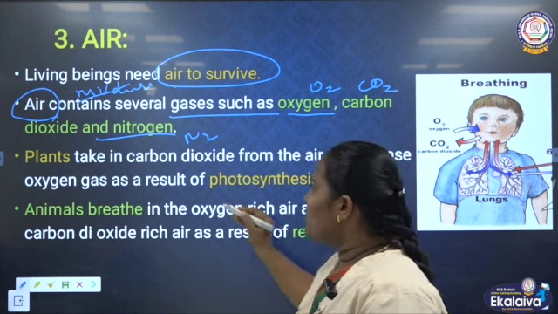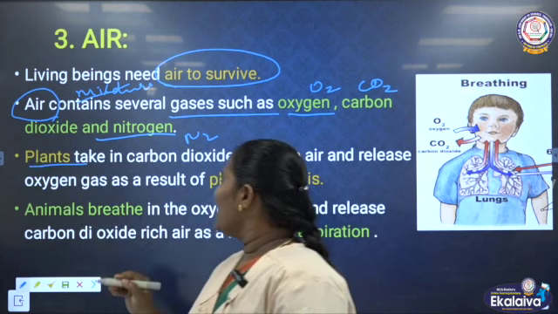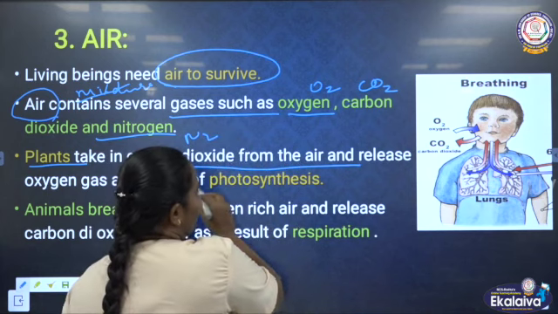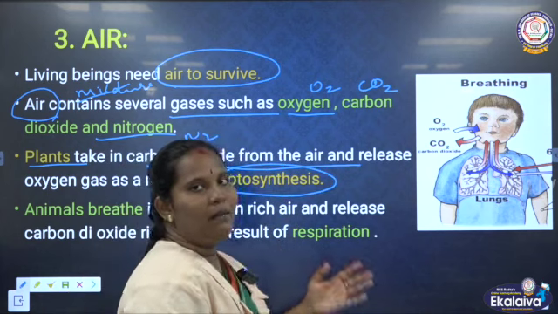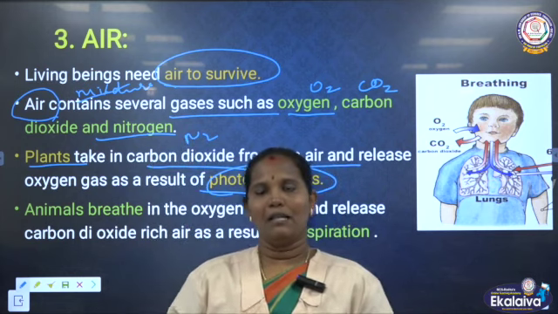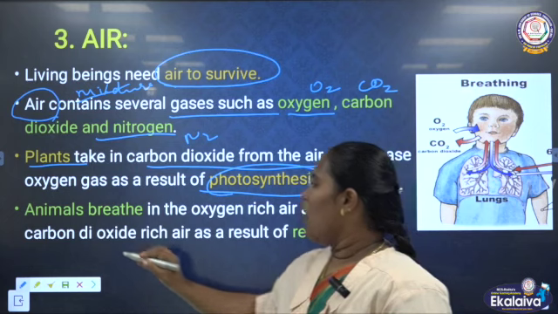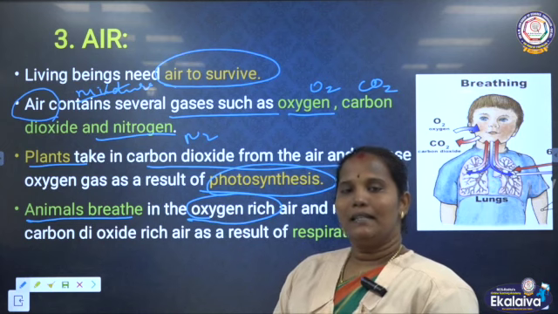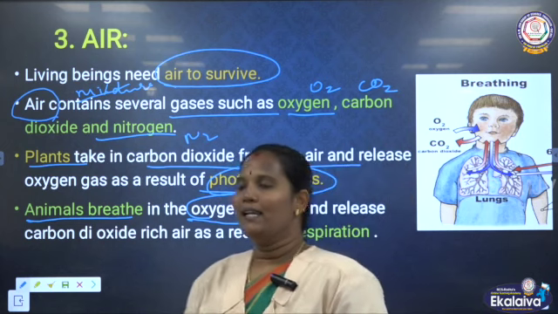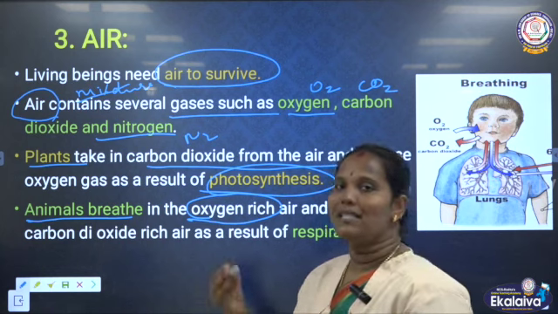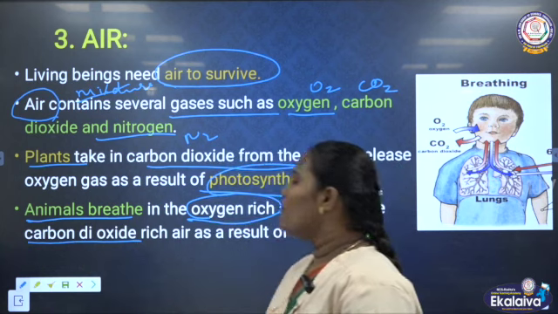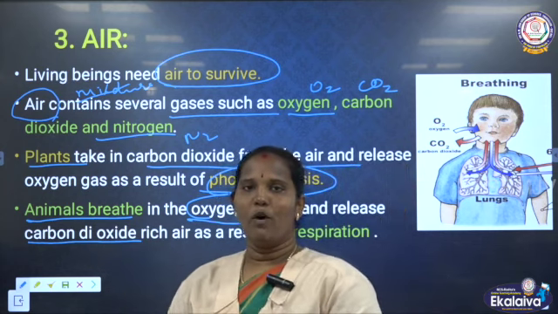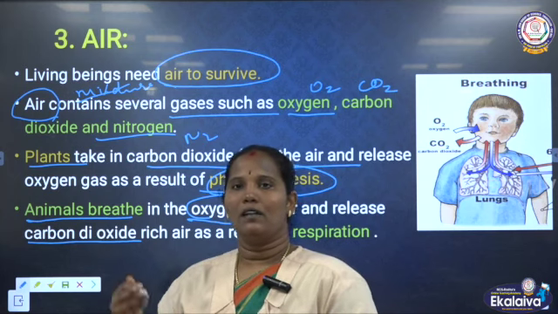Then how do the plants depend on the air? Plants take the carbon dioxide from the air, then they release the oxygen during photosynthesis. Then animals, human beings, all living things breathe by taking in oxygen-rich air, they inhale the oxygen. After the breathing process they exhale carbon dioxide-rich air. That is why plants and animals need the air. Air is very important for the survival of the animals and all the organisms.